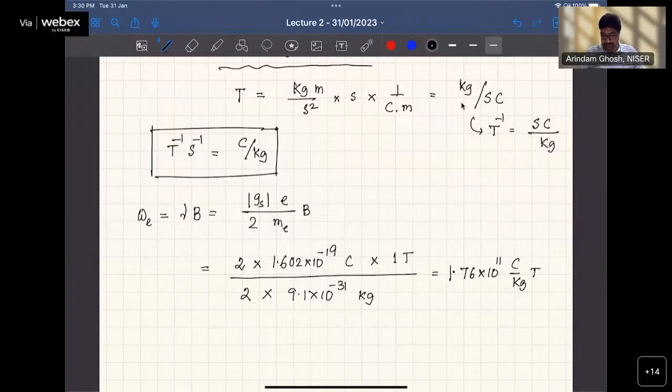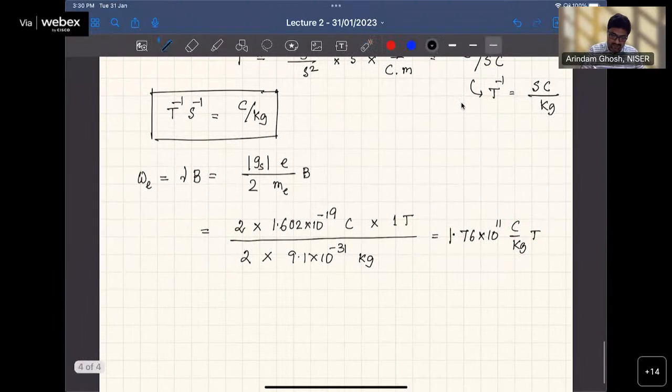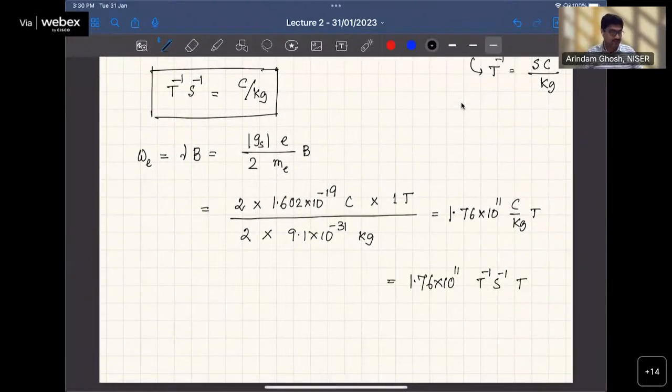Now coulomb per kg has come, but we have already seen that coulomb per kg is per Tesla per second, correct? So I'll be using this now so that you understand what is happening. So this is going to be 1.76 times 10 to the power 11 per Tesla per second into Tesla. So Tesla is going to cancel out, and it's going to be per second. Actually, basically it's radian per second. Radian doesn't have a unit, so omega is radian per second. So you get this much radian per second, which is the Larmor frequency of electron in B. But the thing is, how much is that?